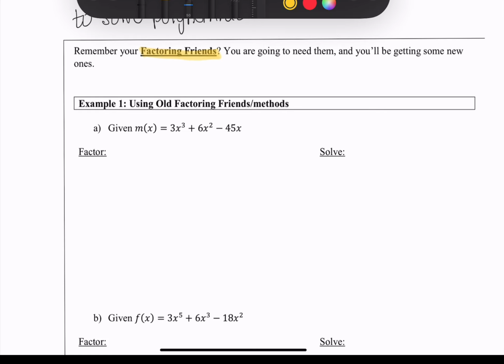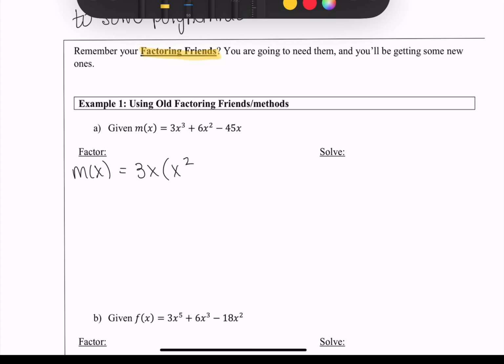Well, in fact, every single term appears to have a 3x in common. So the first thing I'll do is I'll factor out a 3x. So rewriting m of x as 3x times, now what's left? It's like I've undistributed 3x. So 3x times what gives us the first term? I need an x squared.